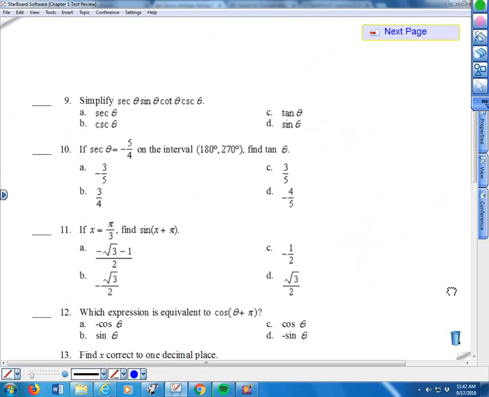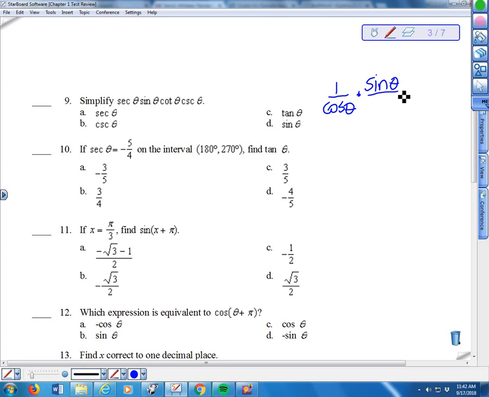Okay, this one, anytime you see a problem that you need to simplify, just get everything in terms of sine and cosine. So secant is 1 over cosine. Sine is just sine, but I'm going to put it over 1. Cotangent is cosine over sine. And then cosecant is 1 over sine. And then I'm just going to cancel what I can. What I have left is cosecant. Make sense?